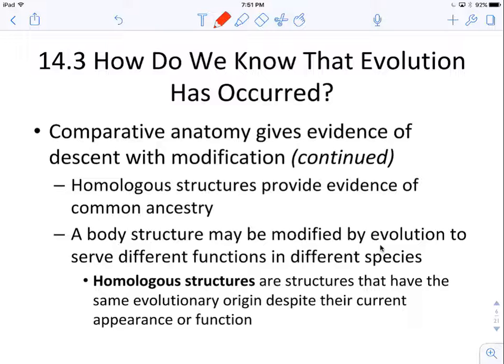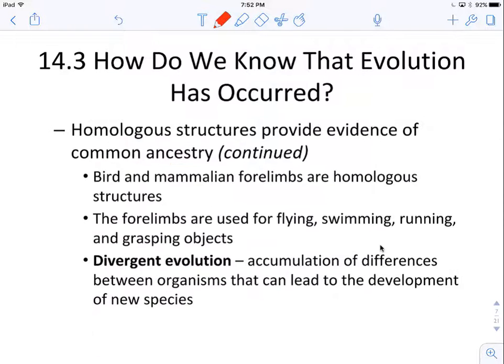Okay. So some more on comparative anatomy. A couple of different bullet points for this. First, we're going to look at homologous structures. And homologous structures provide evidence of a common ancestor. So the body structure itself can be modified by evolution to serve different functions in different species. But homologous structures are structures that have the same evolutionary origin, despite how they currently appear or function. And we're going to look at forelimbs of birds and mammals.